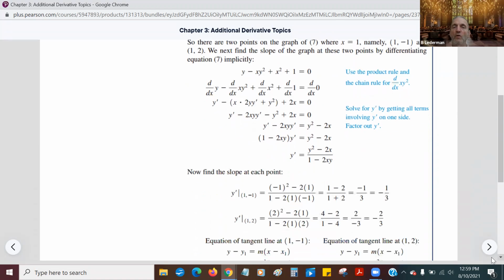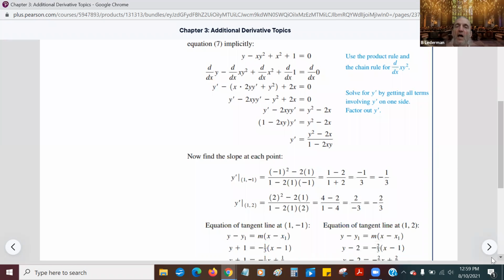Now we want to find this at the 2 particular points. Notice we have the point 1 comma negative 1 and 1 comma positive 1. At 1, I'm going to plug in x equals 1 and y equals negative 1, and I get this whole thing here, which becomes negative 1/3. So that will be the slope at 1 comma negative 1: negative 1/3.